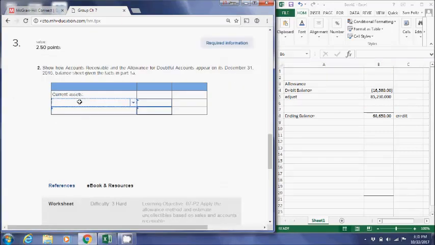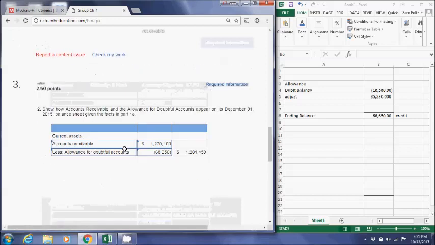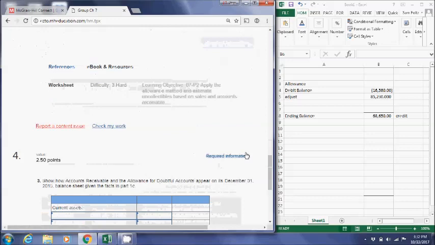So under our current assets section, we show accounts receivable at how it was listed, which was for $1,270,100, and we take away our allowance account, and that would be now a negative $68,650. Here it is, we just calculated it, leaving us with a net receivable of $1,201,450. We roll down to the next one.